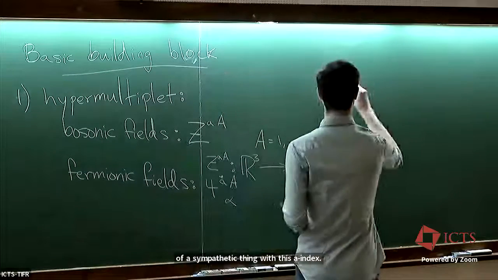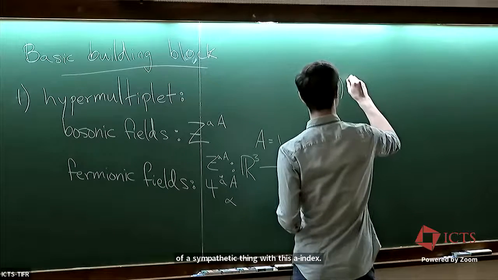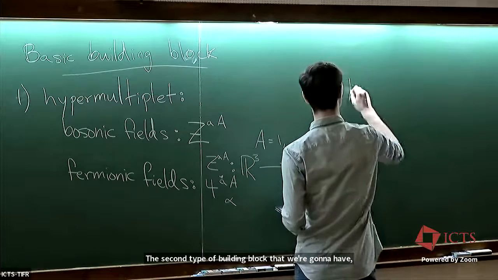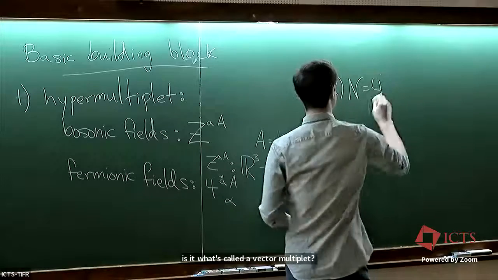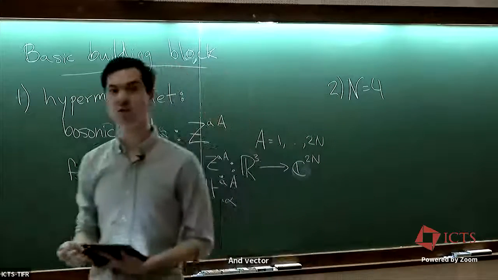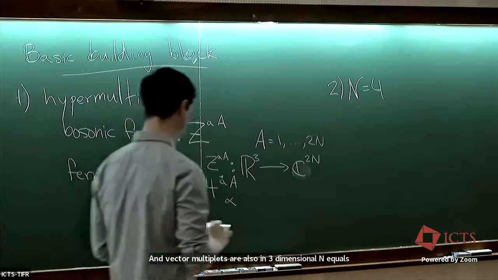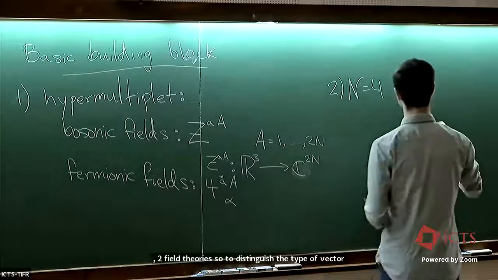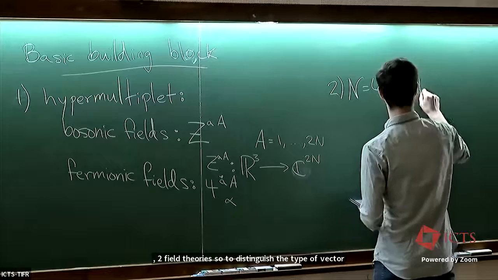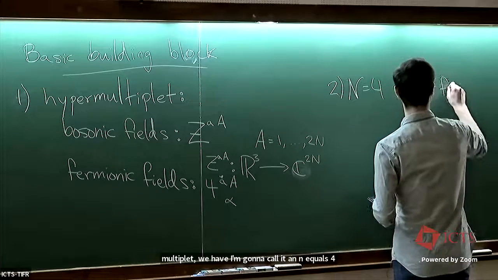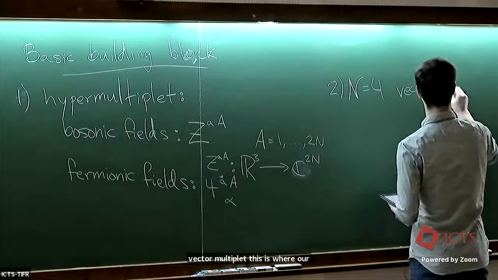The second type of building block that we're going to have is what's called a vector multiplet. And vector multiplets are also in 3-dimensional N=2 field theories. So to distinguish the type of vector multiplet we have, I'm going to call it an N=4 vector multiplet. This is where our gauge fields are going to live, vector multiplet.